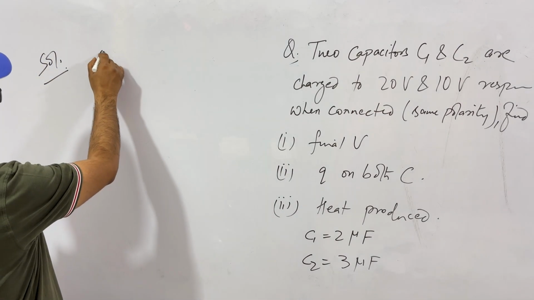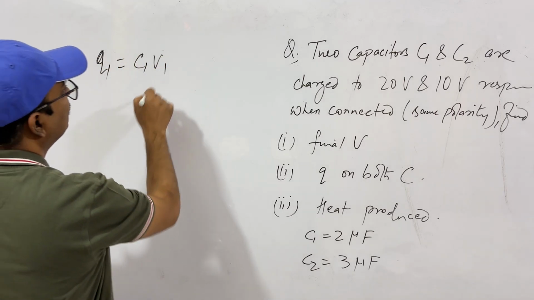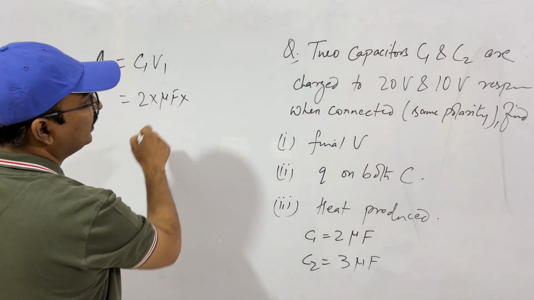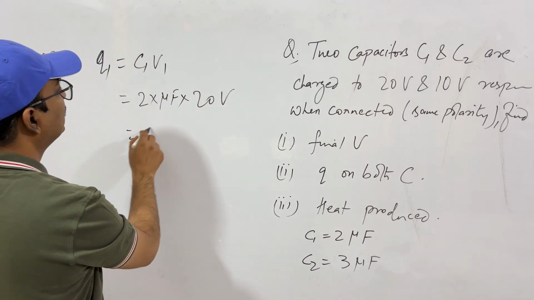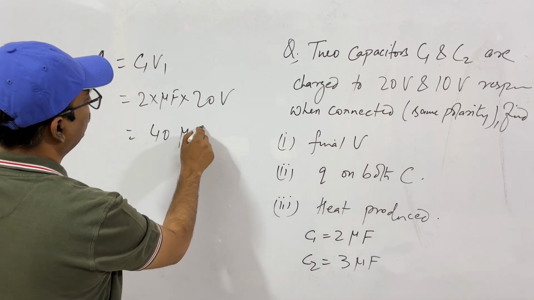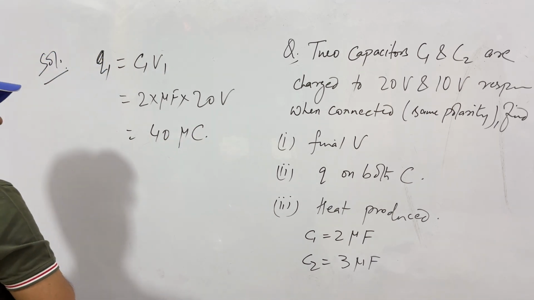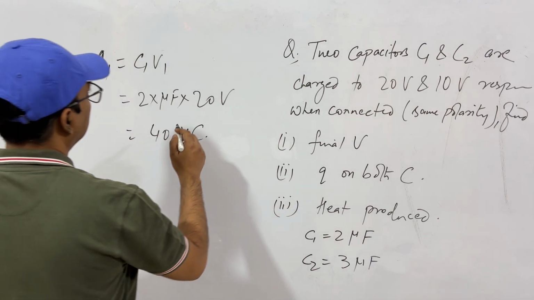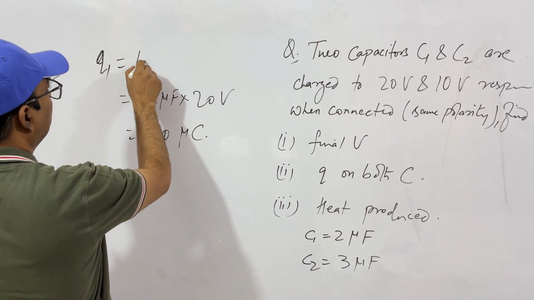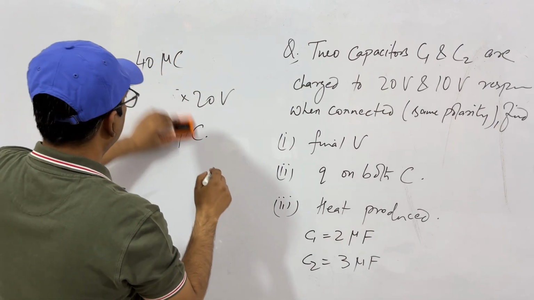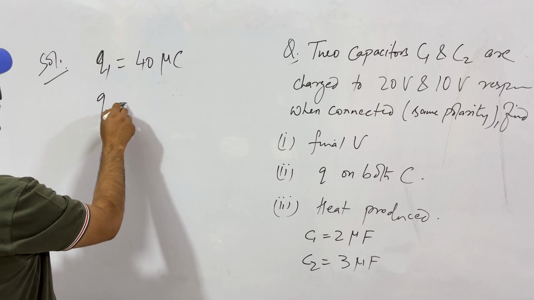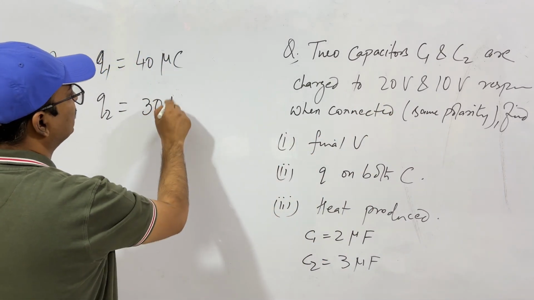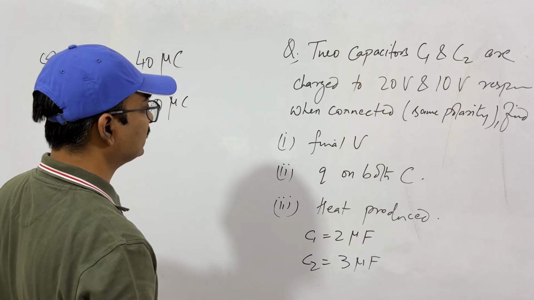So let's say Q1. Q1 will be C1 V1, and we are given C1 is 2 microfarads times V1, which is 20 volts. So what you get is 40 microcoulombs. Okay, so Q1 is 40 microcoulombs. That is, the charge stored in the first capacitor before it is connected is 40 microcoulombs. So let's write it here only. Now the second one. The second charge will be C2 into V2. C2 is 3, this is 10, so we'll have 30 microcoulombs. Okay, so Q1 is this, Q2 is this.